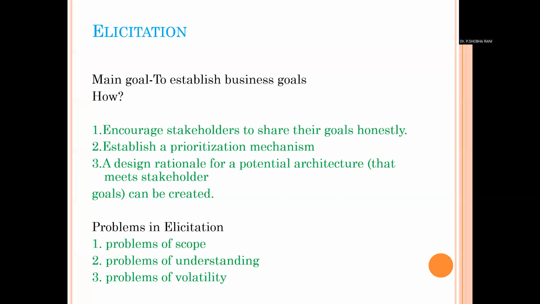After verifying all this and giving the prioritization, we draw a design that gives a potential architecture that will meet every requirement of the stakeholders. For this we create a design, which comes under elicitation. What problems will we face when we design a solution? After designing, what will be the scope of the design for that particular problem, whether the problem has been understood or not, and whether the problem will have volatility or not.